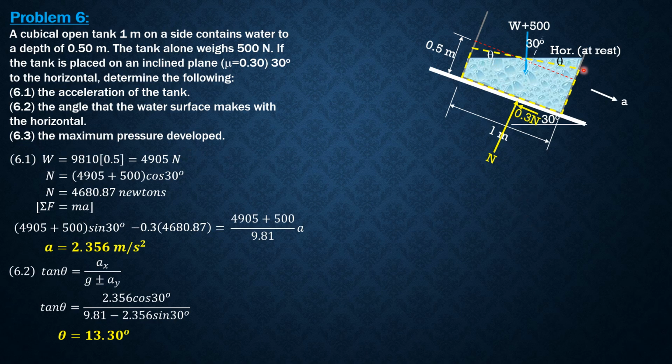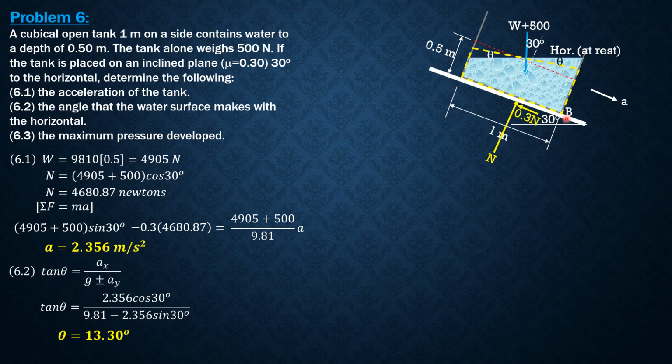Since we expect that the surface will look like this, it will drop here because the acceleration is going to the right and downward. So this part will rise a little, then this one will drop a little. So let's isolate this yellow dashed line and let's enlarge it.